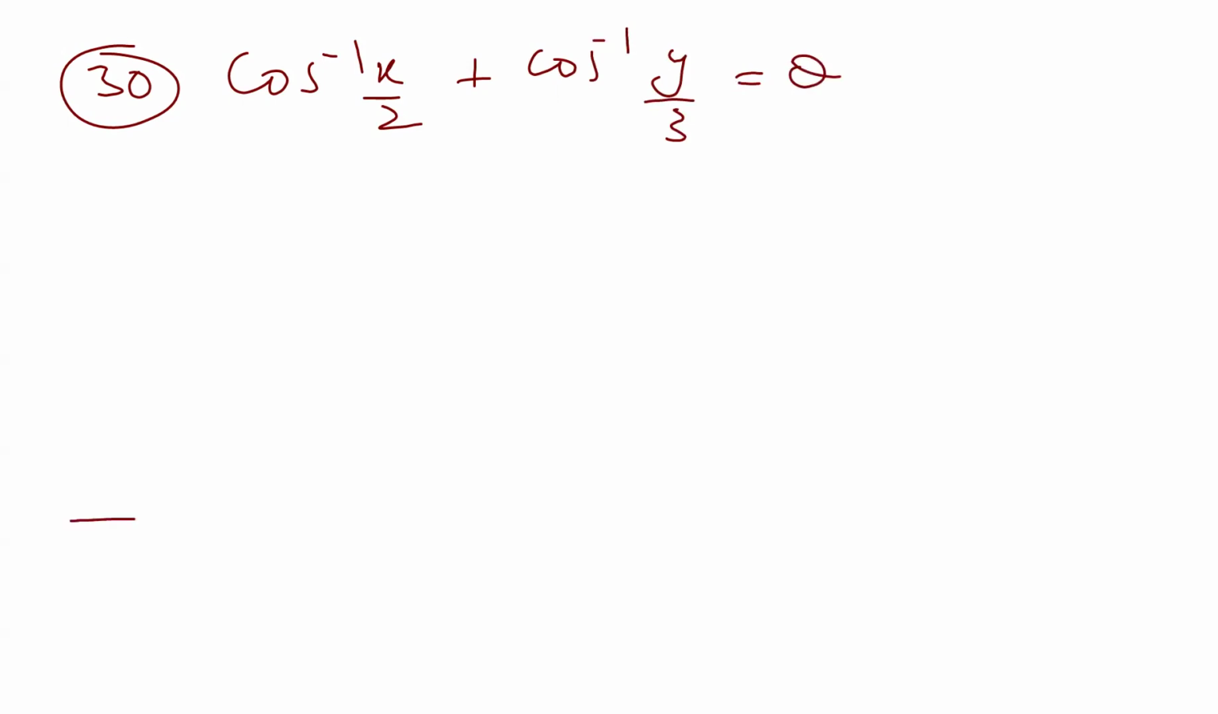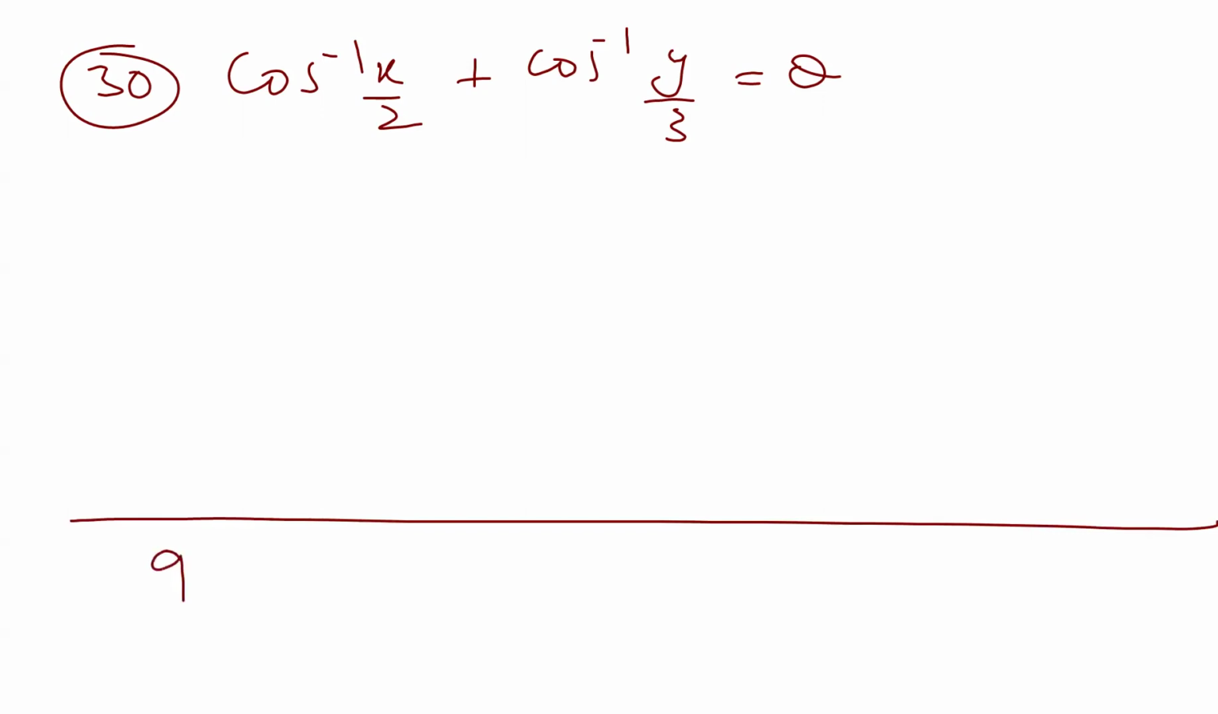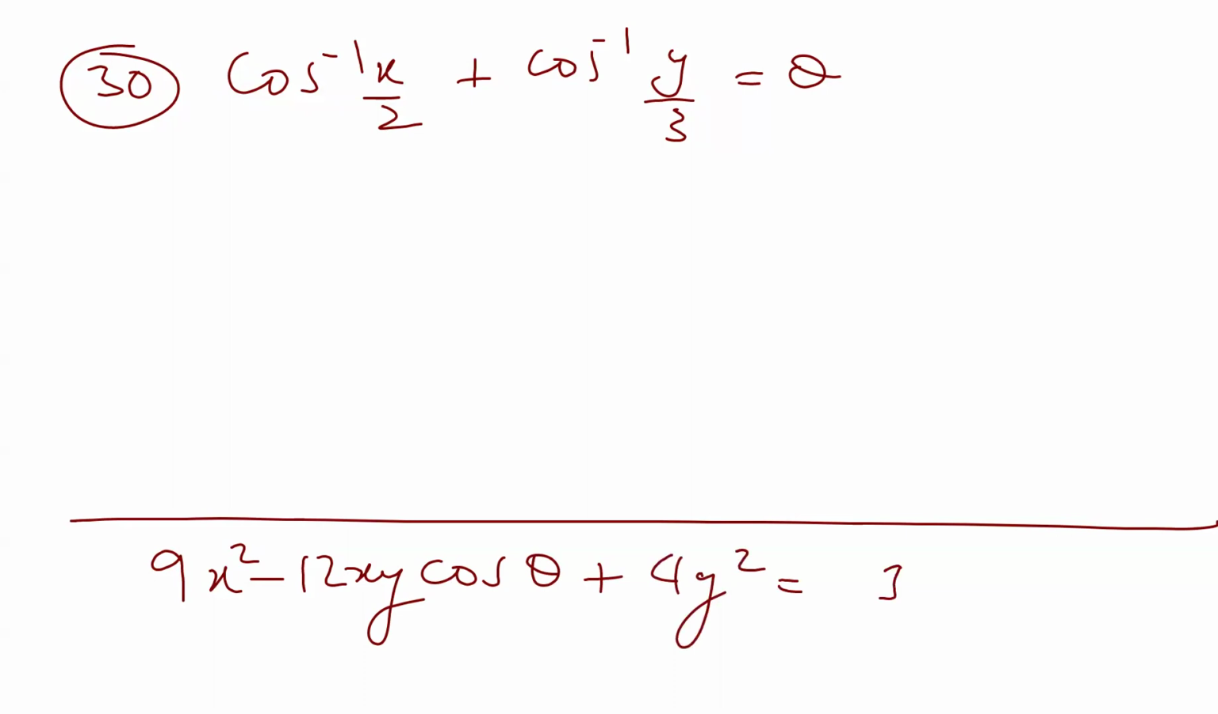So in question number 30, cos inverse of x by 2 plus cos inverse of y by 3 is equal to theta. And we need to prove something, that is 9x square minus 12xy cos theta plus 4y square is equal to 36 sin square theta.